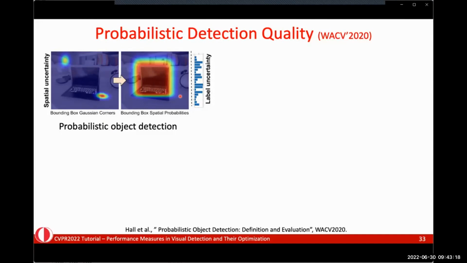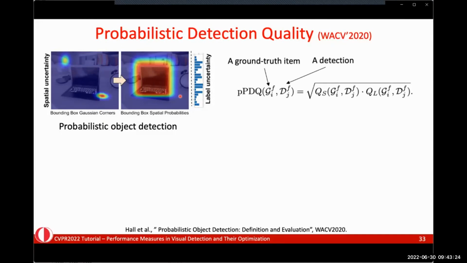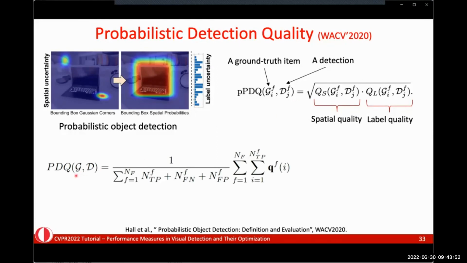PDQ can evaluate such probabilistic outputs, but it can also evaluate conventional object detection outputs with box coordinates. In PDQ, for all possible detection and ground truth pairs, pPDQ is computed. This consists of a spatial quality term times a label quality term. Based on these pPDQ values, a Hungarian matching algorithm is used to establish which detection matches with which ground truth. Then, overall PDQ is computed using this formula, which is structurally very similar to PQ and LRP as well.